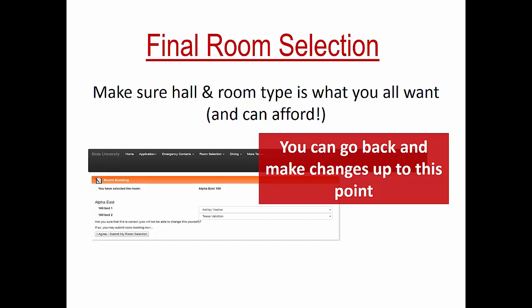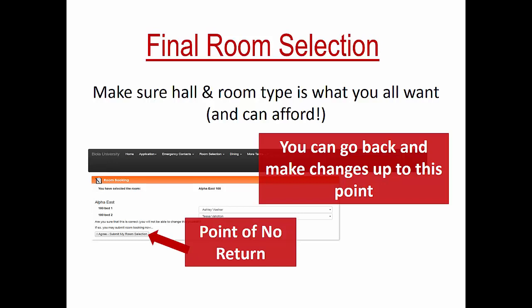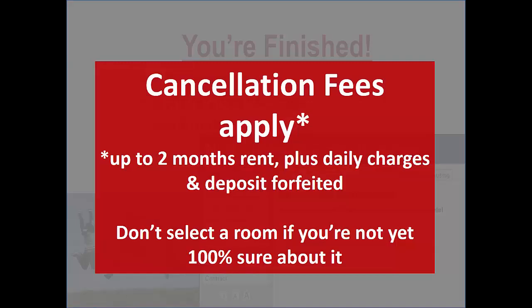If you don't want the room or apartment you selected, click the back button to view the options again. Once you select I agree, submit my room selection, you have reached the point of no return and your choice is final. So make sure you click that button intentionally. Once you click I agree and submit your room selection for you and your roommate, the contract is in full effect for all of you, including the cancellation fees if you change your mind. The cancellation fees usually amount to 2 months' rent, which can be well over $1,000.